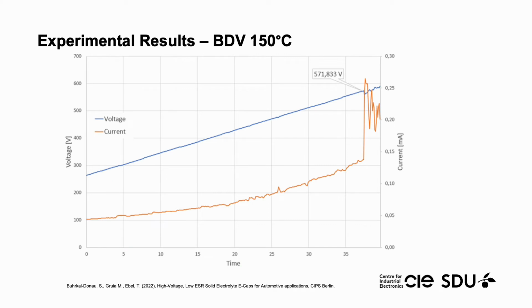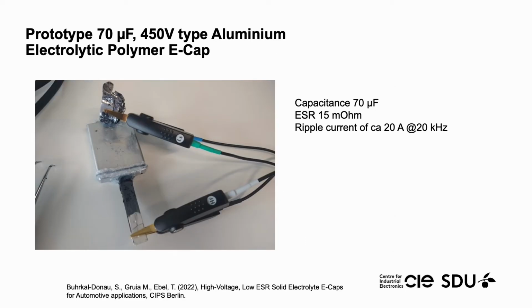This slide shows the breakdown voltage behavior of a PEDOT:PSS impregnated capacitor sample, measured at 150 degrees Celsius. One can see that a breakdown voltage of 572 volt was obtained. So the target of producing a 450 volt capacitor seems to be possible. This slide shows a prototype of a multi-stacked aluminium electrolytic capacitor with this technology, having a capacitance of circa 70 microfarad and an ESR of 50 milliohm at 450 volts, supporting ripple currents of at least 20 amps at 10 kHz and up.